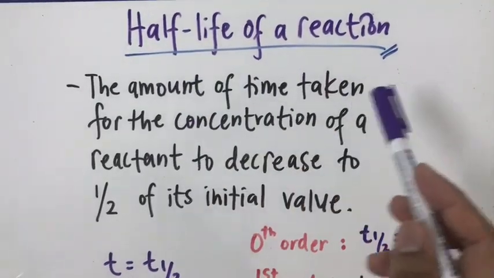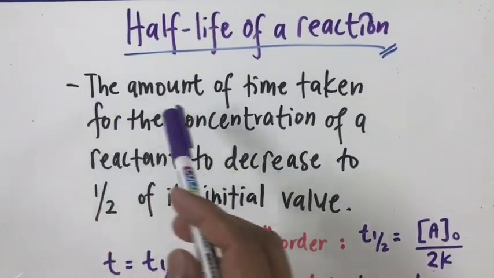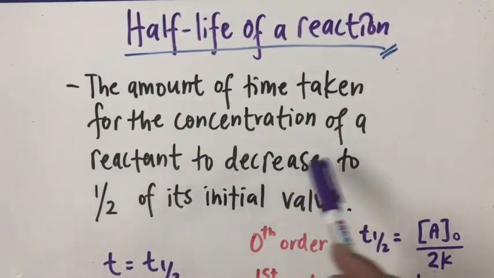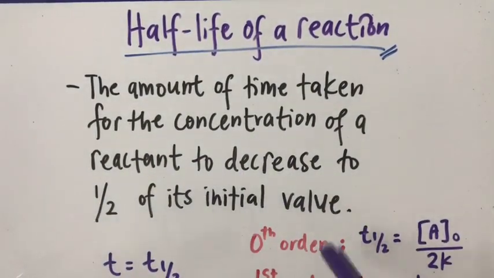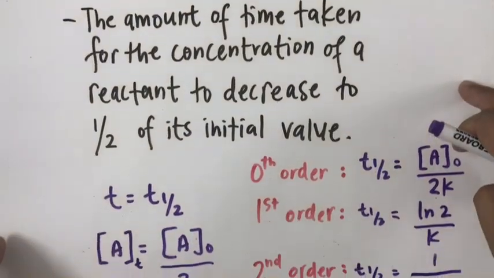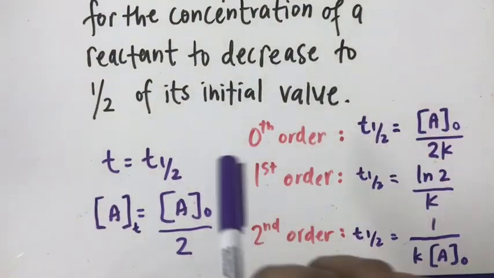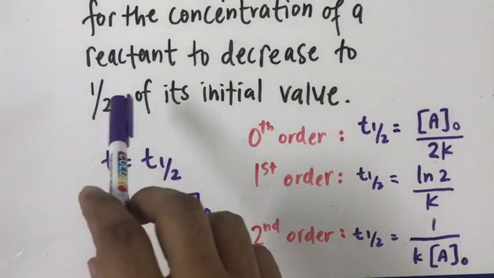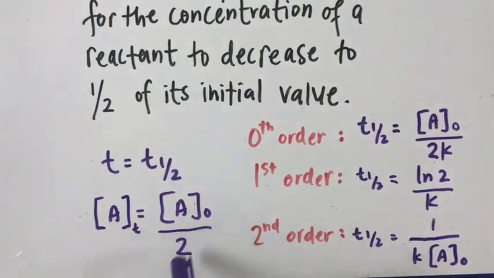Half-life of a reaction is defined as the amount of time taken for the concentration of a reactant to decrease to half of its initial value. In this case, we change t equal to t half and [A]t equal to [A]0 over 2, because the reactant decreases to half of its initial value, so we divide by 2.